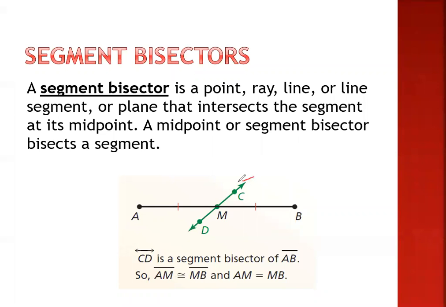So this one, did you see, this line is called the segment bisector. It's not necessary to have only a point. It could be a ray, a line, a segment, or a plane, which will intersect at the midpoint, so it will divide it into 2 equal parts. Any question about this?